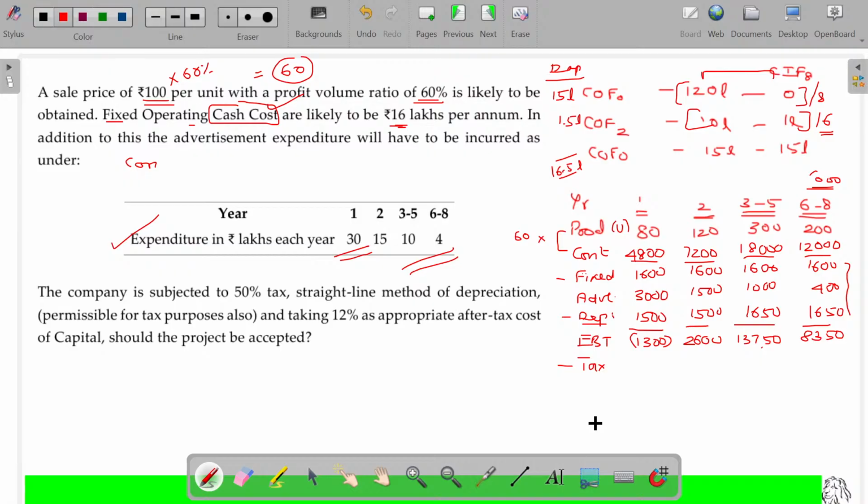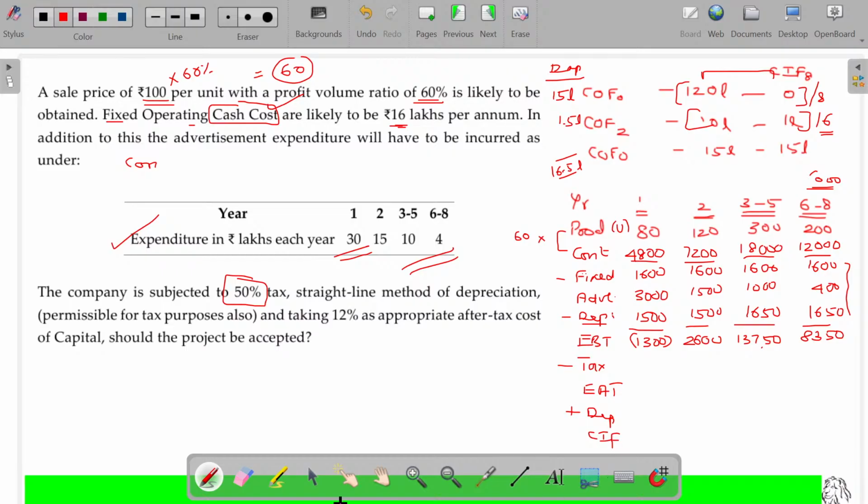Now the applicable tax rate in this case being 50%. You have to subtract the tax and then you will get EAT. But I am in need of cash flow, so you have to add the depreciation back to get the cash inflow.